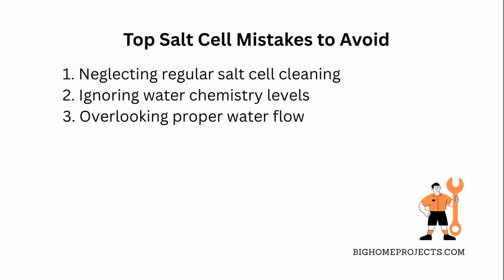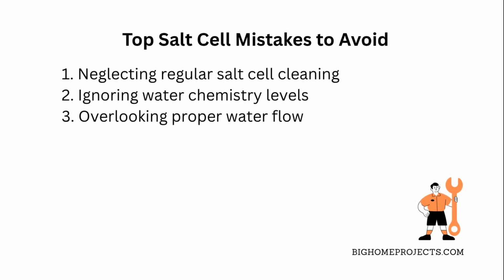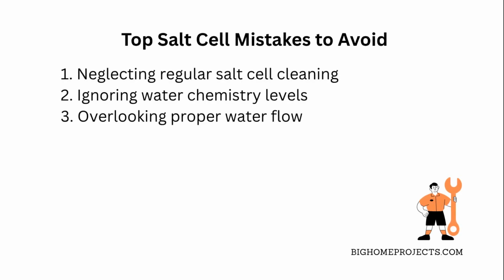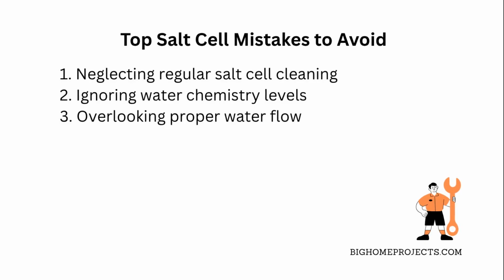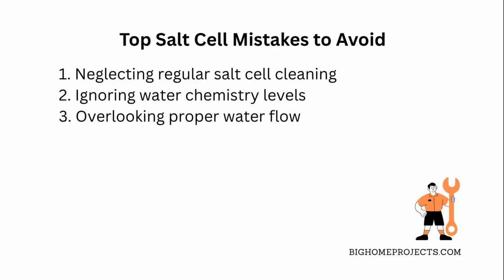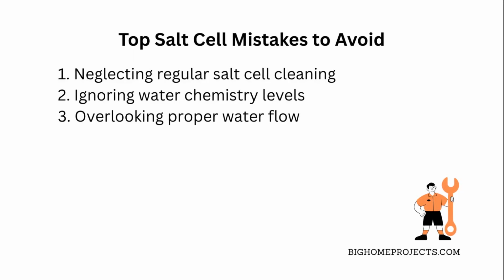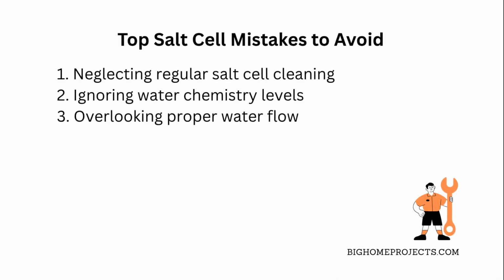One of the most common mistakes with salt cells showing error codes is neglecting regular cleaning. Mineral buildup can cause all kinds of trouble, so schedule cleanings every 3 to 6 months. Another issue is ignoring water chemistry. If your salt level, pH, or stabilizer are off, your cell won't work properly and will throw error codes. Fix this by testing your water weekly and adjusting as needed.